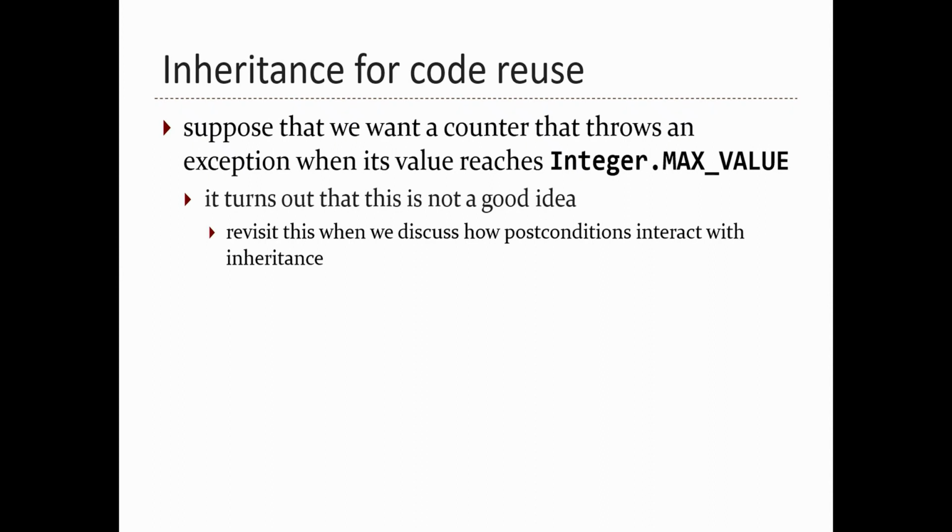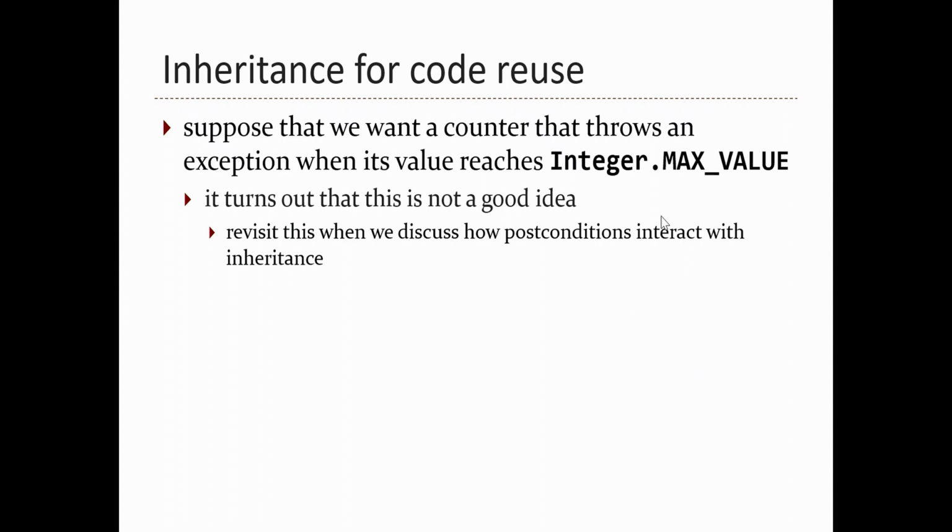So we'll look at one more quick example of using inheritance to implement yet another kind of counter, and then we'll move on to some new material. All right, so we've got one counter that wraps around when it hits integer max value, goes back to 0. We've got a second counter that stops counting when it hits integer max value, and that's it.